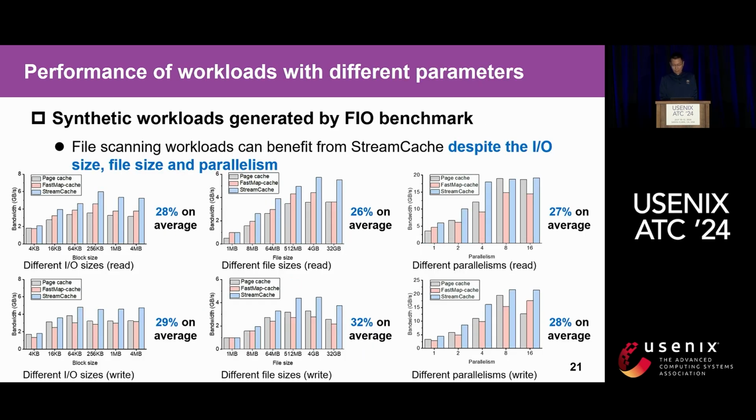Next, we evaluate how StreamCache performs under different workload parameters. We generate sequential reads and writes workload with FIO. For each test, we alter the I/O size, total file size, or the number of processes that concurrently issue I/O requests. Experimental results show that file scanning can consistently benefit from StreamCache despite the workload characteristic.